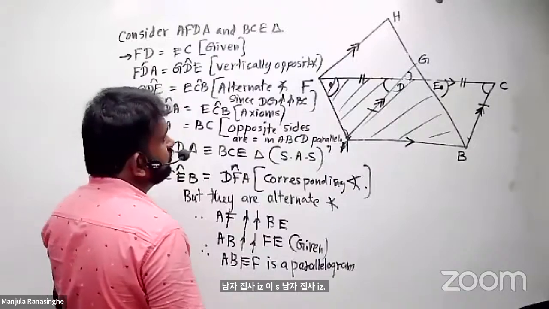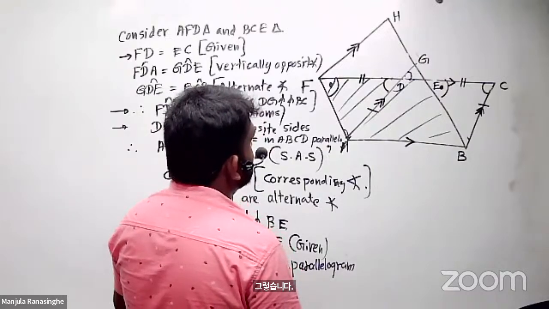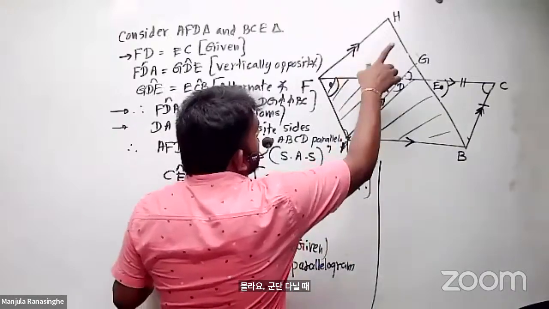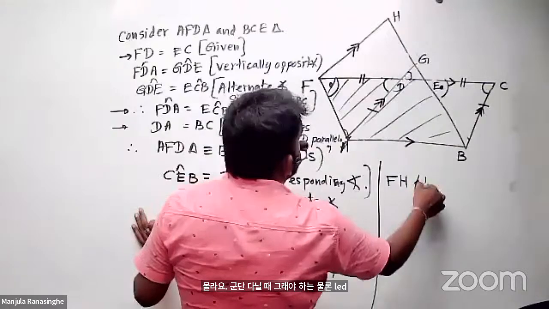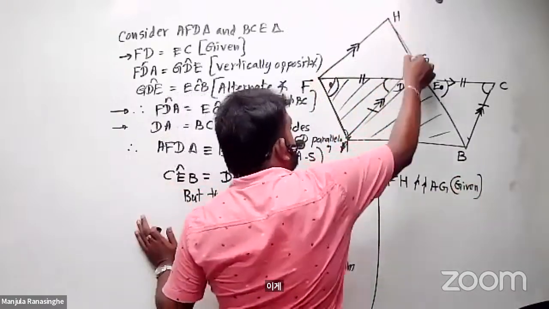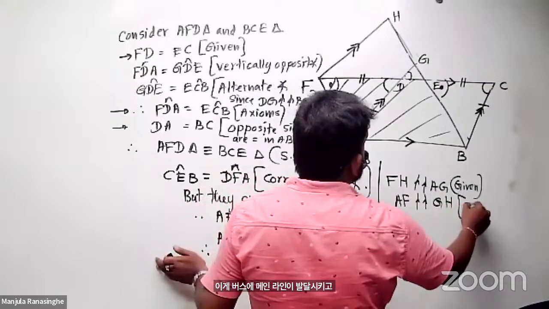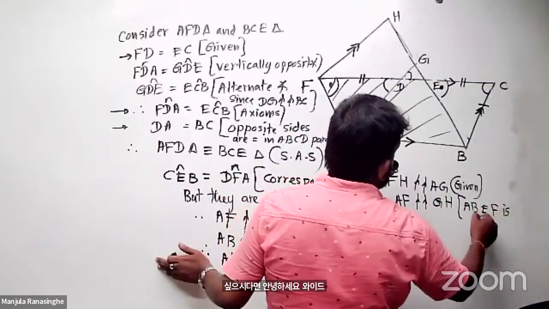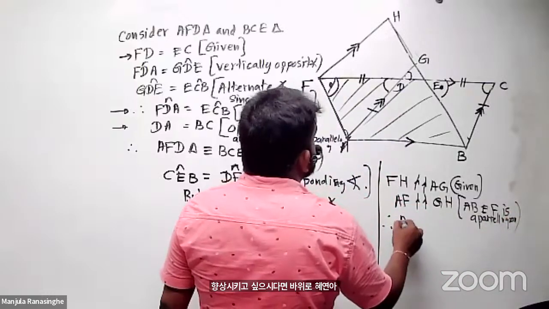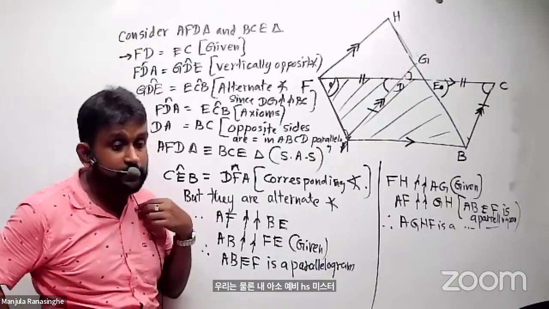That is done. Then we can go to the other one in the same way. Look at the reason for the other one. These two lines are parallel, given FH parallel to EG, that is given. Then AG is parallel to this line, because we proved ABEF is a parallelogram. A parallel to GH, why, the reason: ABEF is a parallelogram, so its opposite sides are parallel. Therefore AGHF is a parallelogram.